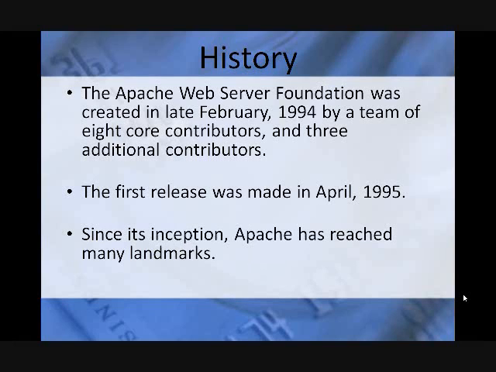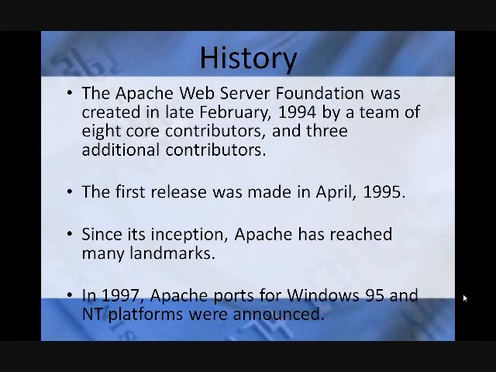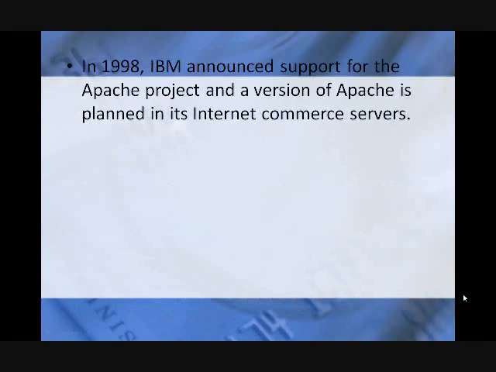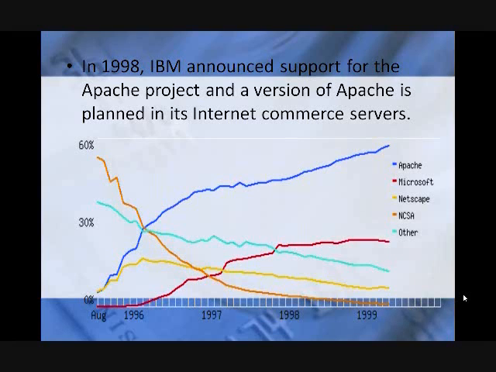Since its inception, Apache has reached many landmarks. In 1997, Apache ports for Windows 95 and NT platforms were announced. In 1998, IBM announced support for the Apache project, and a version of Apache is planned in its Internet Commerce servers. This graph illustrates the statistics on server share for the period August 1995 to May 1999. You may notice the symmetry indicating the rise of Apache and corresponding decline of NCSA over the period of time.